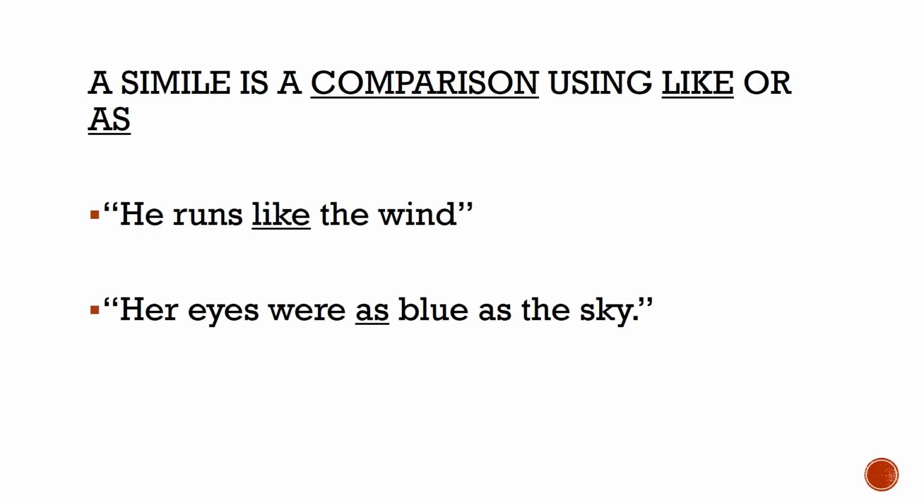Another example of a simile is her eyes were as blue as the sky. As you can see, this is comparing a girl's eyes with the color of the sky and uses the word as to compare those two things. These are both examples of similes.